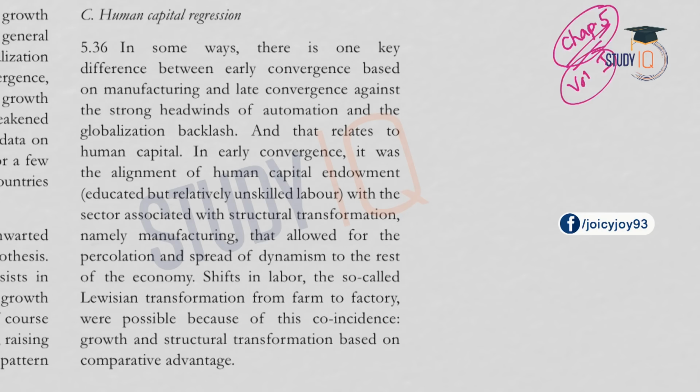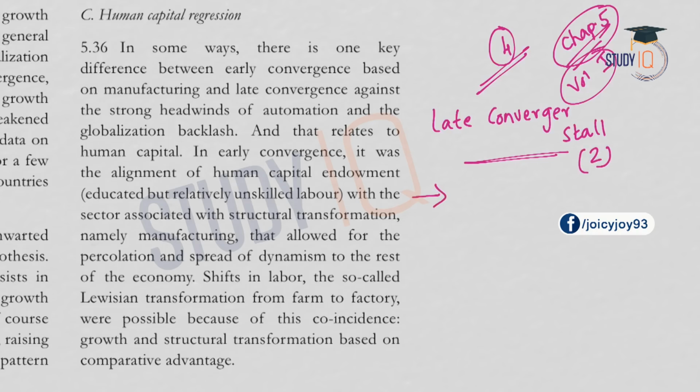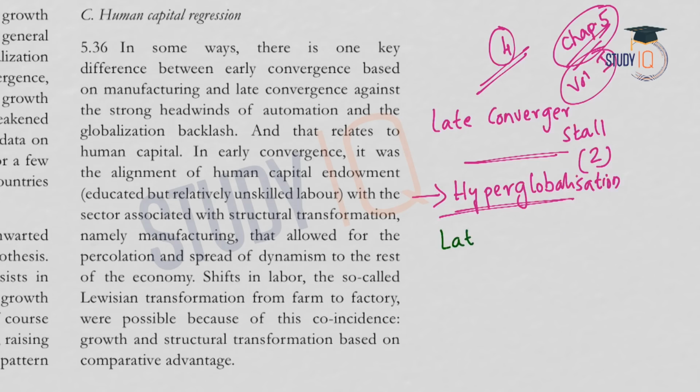In the previous lecture, we discussed the challenges, and we said that there are mainly 4 challenges that can put India into a late converger stall. Among the 4 reasons, we have already discussed 2 reasons. The first one is hyperglobalization. The risk of hyperglobalization means that for India, being a late converger, the trading environment is very different.